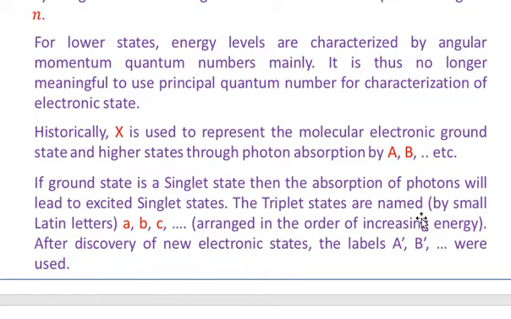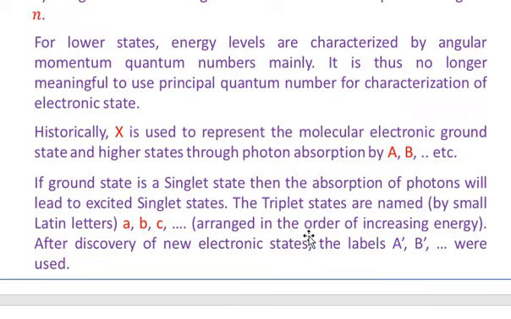The triplet states are named by small Latin letters a, b, c, and so on, arranged in the order of increasing energy. That is, the lowest triplet state will be designated by small a, and the higher ones by small b, small c, and so on. After the discovery of new electronic states, the labels A prime, B prime, and so on were also used.